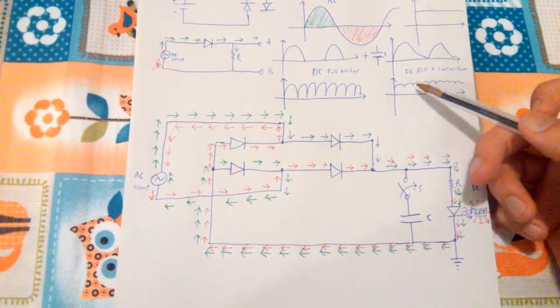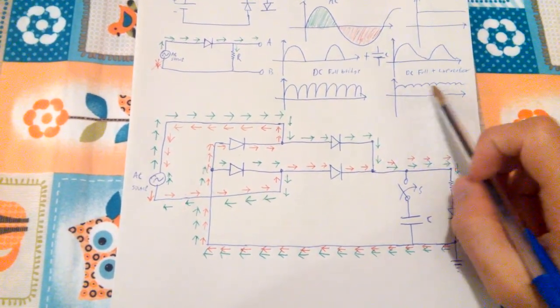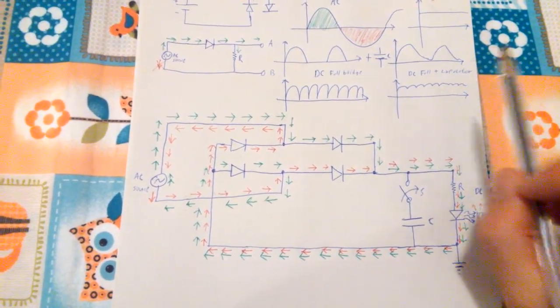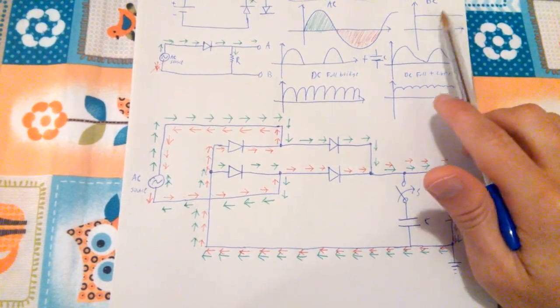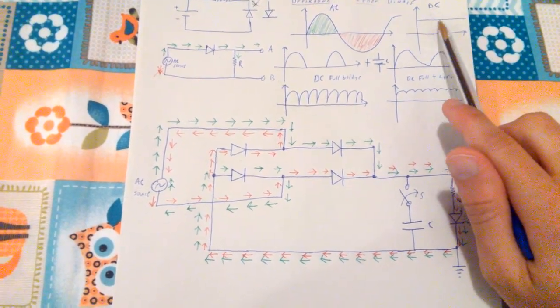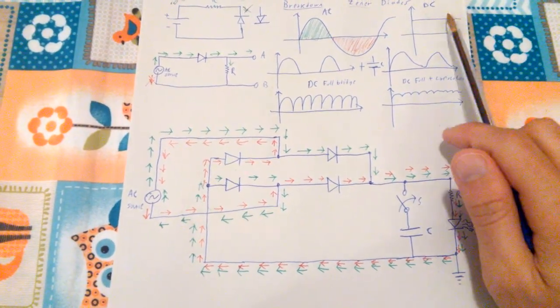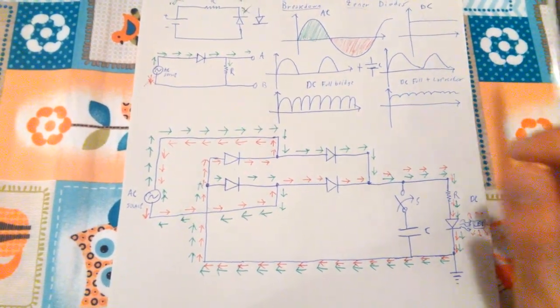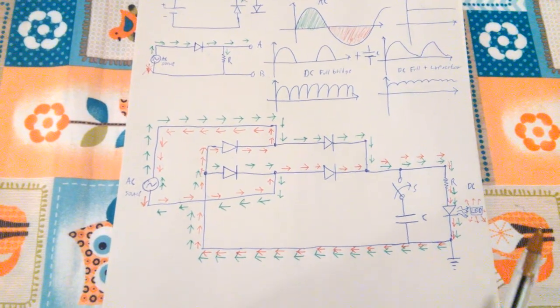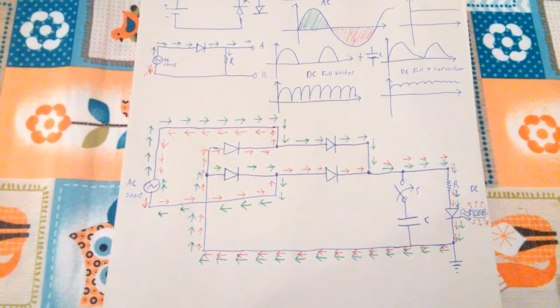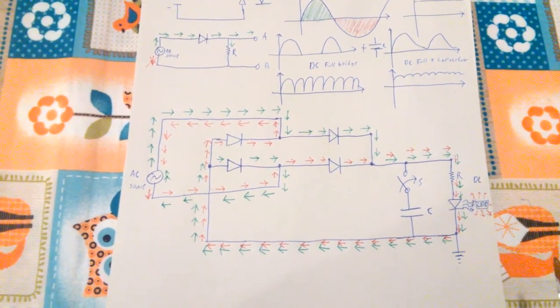So you can play with the capacitor in order to get this to resemble as much as possible a really good flat line. And the more it resembles a flat line, the better. So this is actually how a full bridge rectifier works.